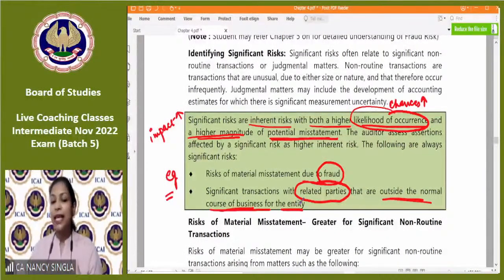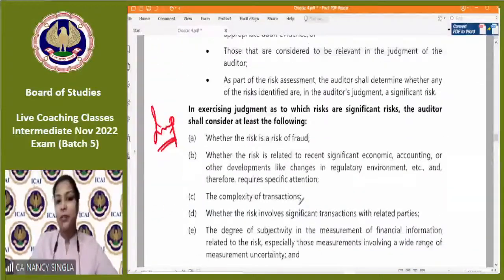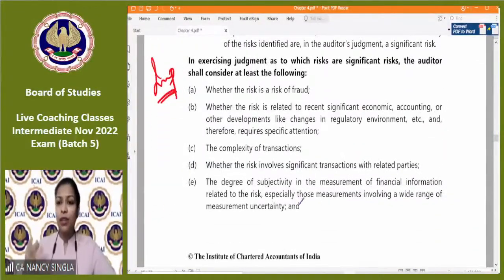Okay? So examples are fraud, the related party transaction. So this is clear that these are a type of inherent risk whereby the likelihood of occurrence is high and also higher magnitude. What is magnitude? Importance due to size or nature of potential misstatement. So I told you that there are certain factors which the auditor, when exercising his professional judgment as to whether a risk is significant or not, will consider.